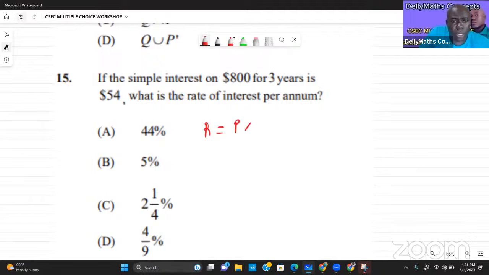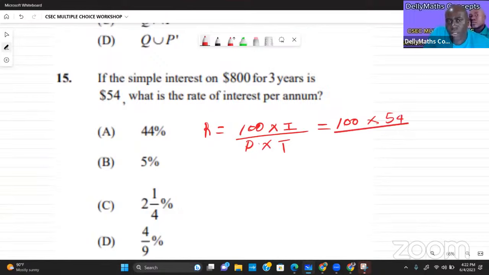Well, hold on. Let me rub this out. All right. So the rate is going to be 100 times my interest over the principal times the time. You could simply substitute what you have. 100 times the interest. Read the question carefully. That's 54 over the principal, which is 800 times the time, which is 3 years.